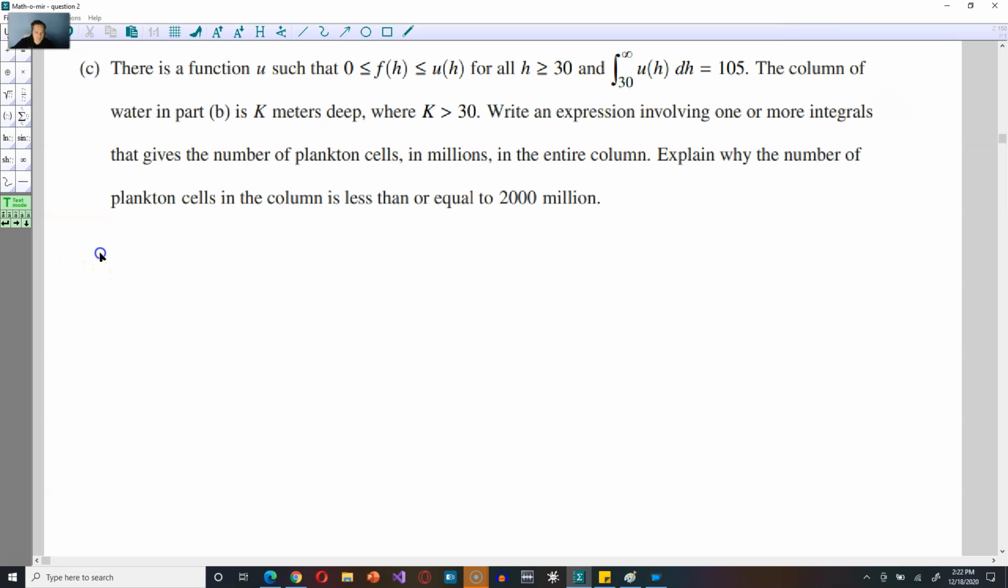So the next one is the biggest one here. It says there's a function u such that 0 is less than f of h, which is less than u of h for all h greater than or equal to 30. The integral of u of h from 30 to infinity is 15.